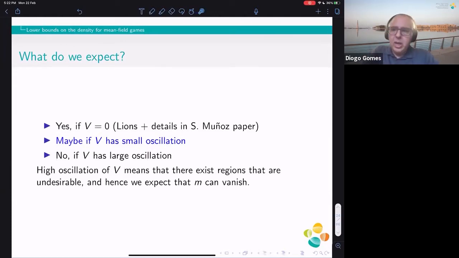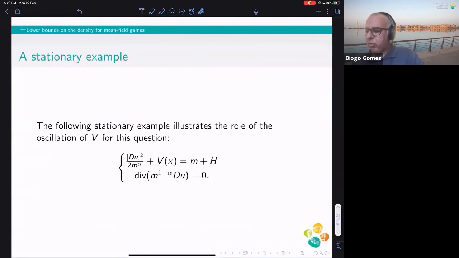And the reason why the potential plays a role is the following. Think of the potential V as being your spatial preferences. So if V has high oscillation, it means that there are good places and bad places. And the more the oscillation of V, the more different the good places are from the bad places. So it's not completely implausible that agents will just avoid some regions, period. If there are regions that are so bad that people will just avoid them, then you'll have... And in fact, this is something that you can see in examples.